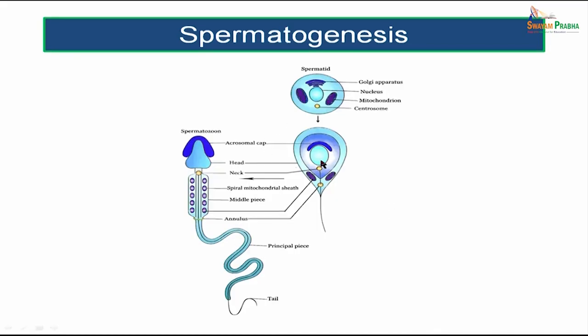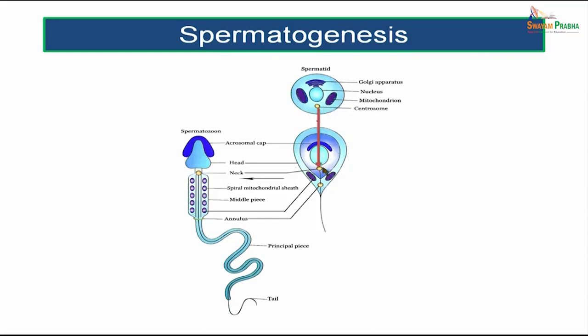So, let us see the events happening in a nutshell. We can see the Golgi apparatus. This is the nucleus, this is the mitochondria, and this is the Golgi apparatus. From the Golgi apparatus, it will be forming the acrosomal cap, which is lying over the head of sperm that is formed by the nucleus. So, this is the nucleus which is forming the head of sperm.